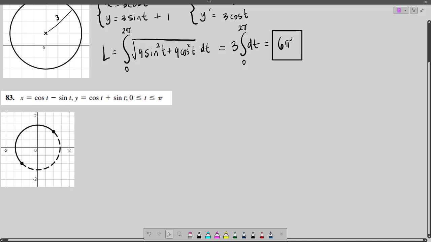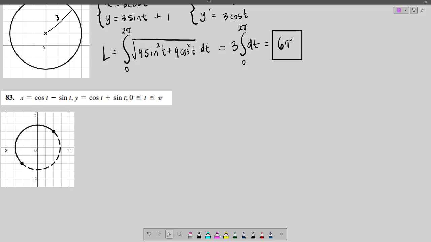Okay, this one's a little bit different. Now all bets are off that this is really a circle. It certainly looks like a circle, right? But we have not proven that. This equation does not look familiar in terms of a circle, right? We've seen cosine and sine with the same coefficient in front. How could we show that this is a circle? We would have to eliminate t and get the Cartesian equation, and it should be some shifted circle.